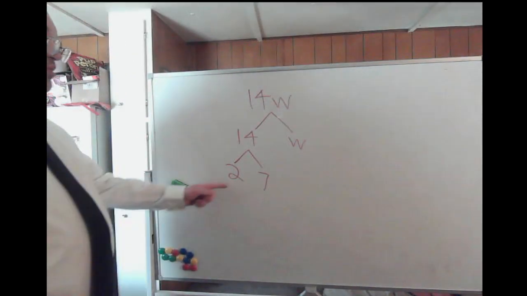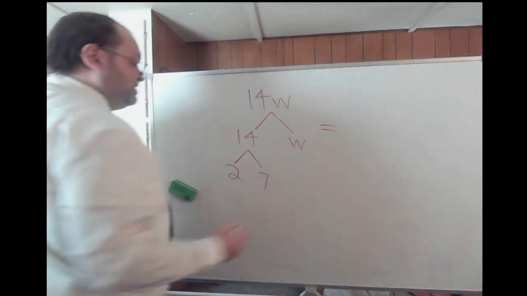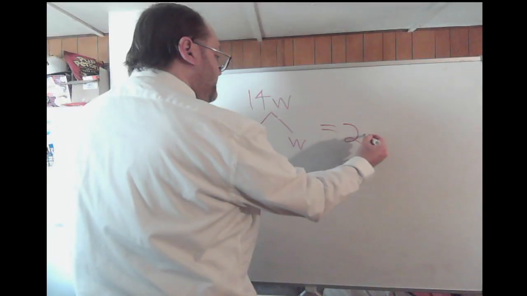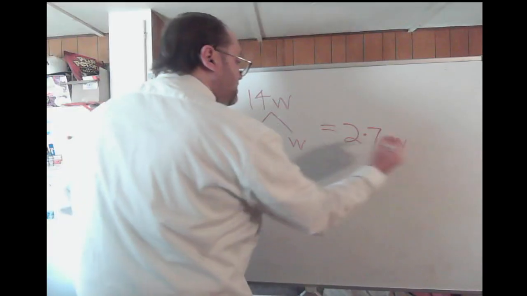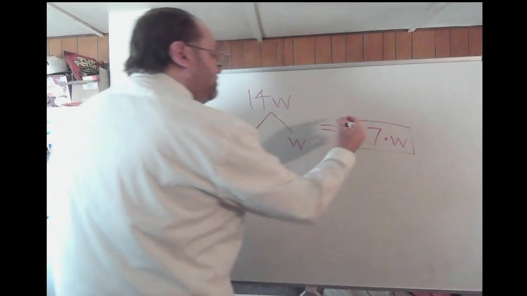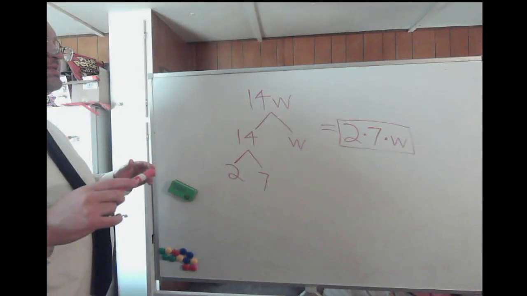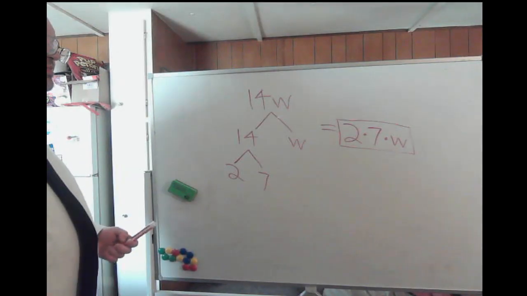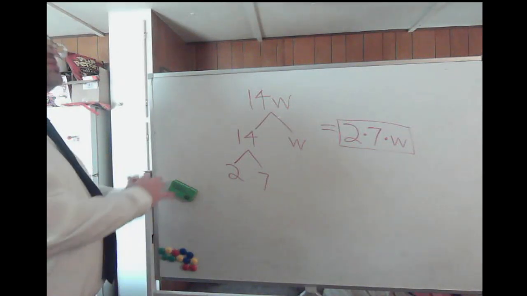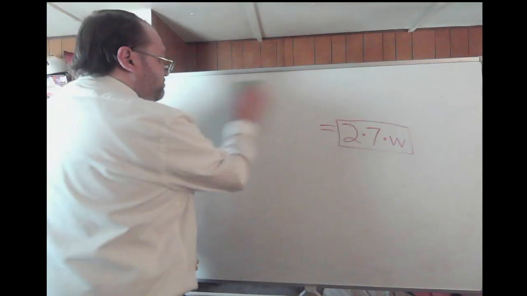At this point, can we break down 2 or 7 any further? We cannot. Those are prime numbers. So your prime factorization for this monomial is going to be 2 times 7 times w. It is very much like doing it for regular numbers, only you have a variable. That's the only difference. So that's something to keep in mind when doing these monomials. I got more.